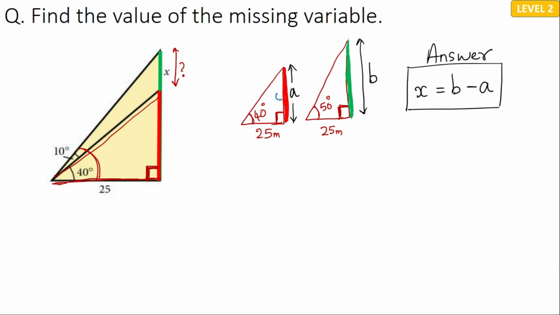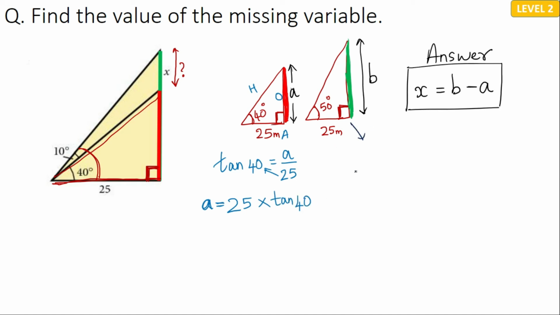Starting with the labeling, O, H, A. So O and A, it's going to be tan 40, giving me A over 25. So my A is equal to, you cross multiply, so 25 times tan 40.